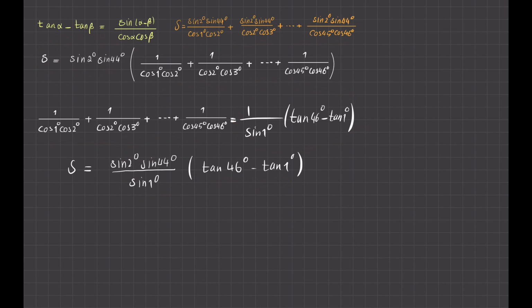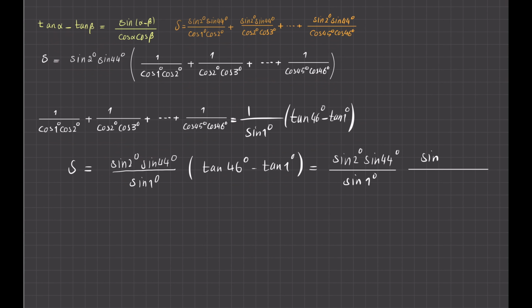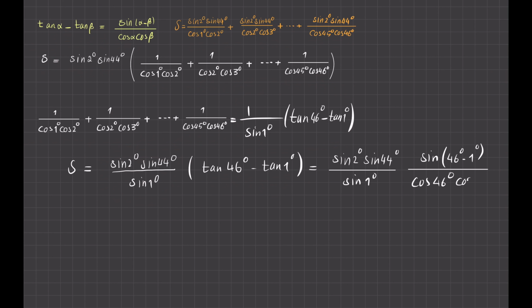Okay, so I will copy and paste this first fraction, sine 2 degrees, and then I have sine 44 degrees divided by sine 1 degree, and then the numerator of this one becomes sine. Now my goal is to give the role of alpha to 46 degrees and beta to 1 degree. So what happens? It becomes sine of alpha, which is 46 degrees minus 1 degree, divided by cosine 46 degrees cosine 1 degree. And just one more step.